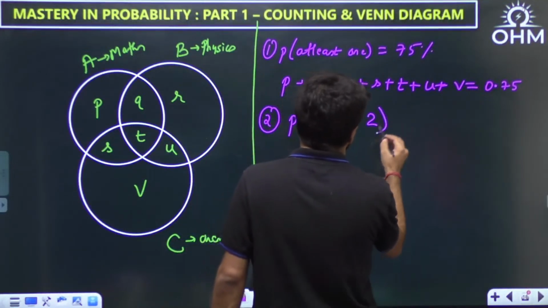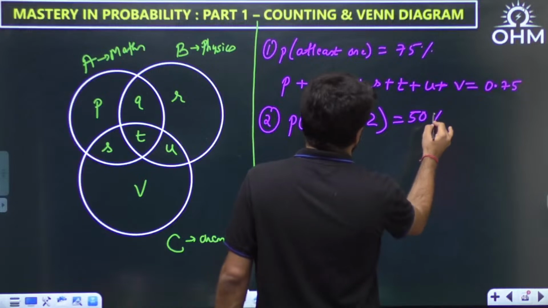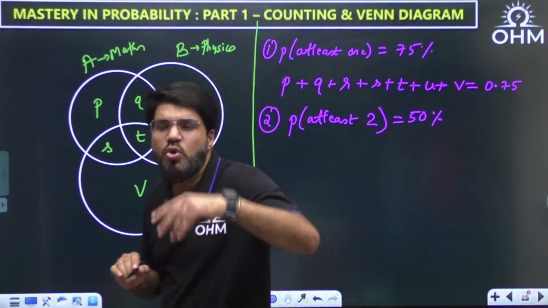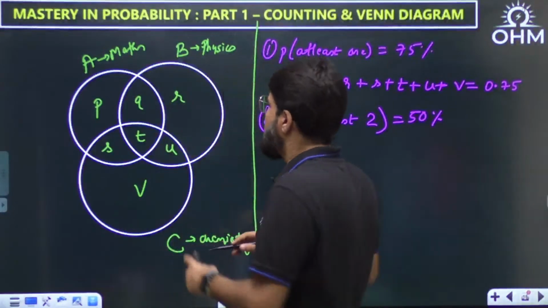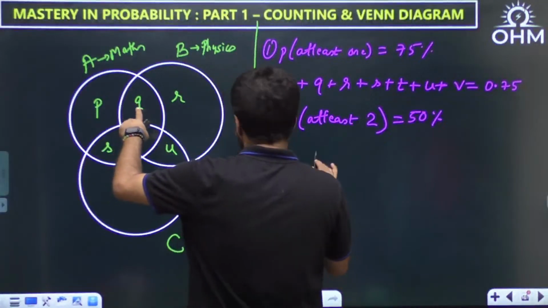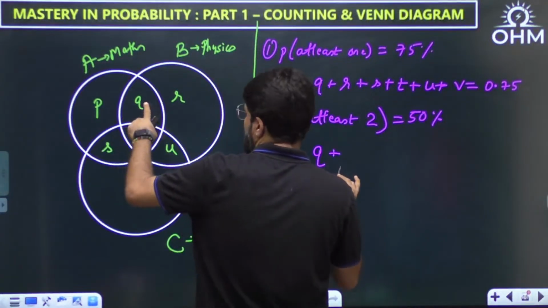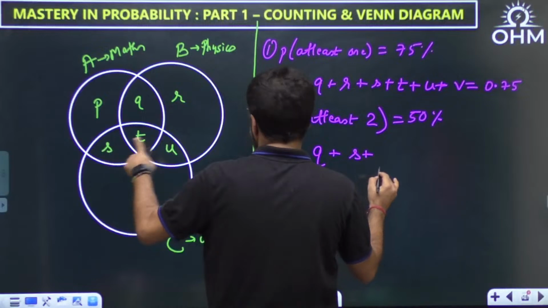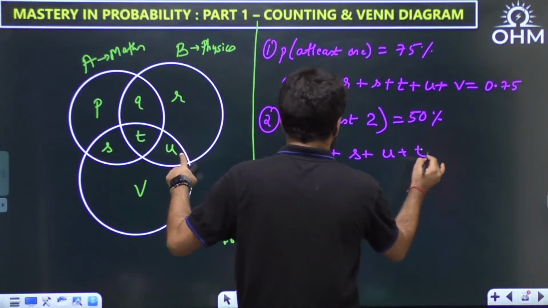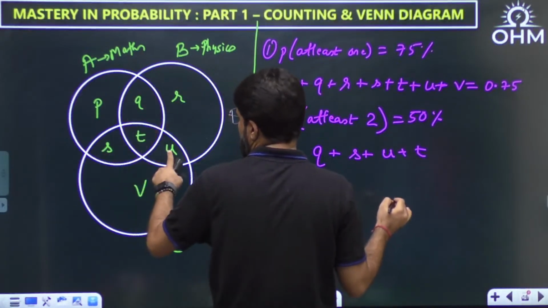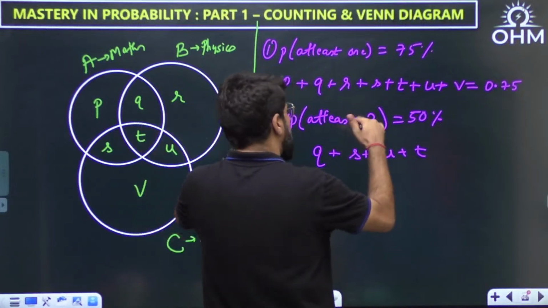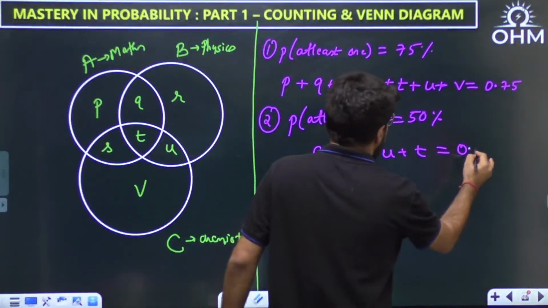At least 2 is 50%. Okay, at least 2. That means 2 or more. So what are the events that can come up here? Q, passing in 2 events, then S, and then U, and then T separately. Okay, P, S, Q, 2 events, T passing in 3. So at least 2 or more. Okay, so this is 0.5.